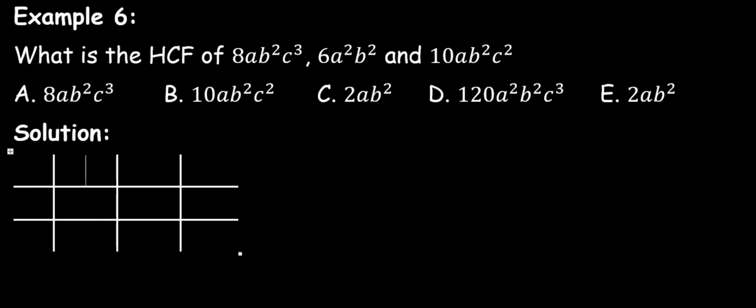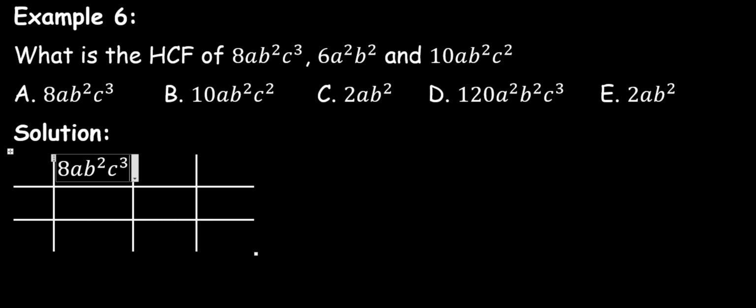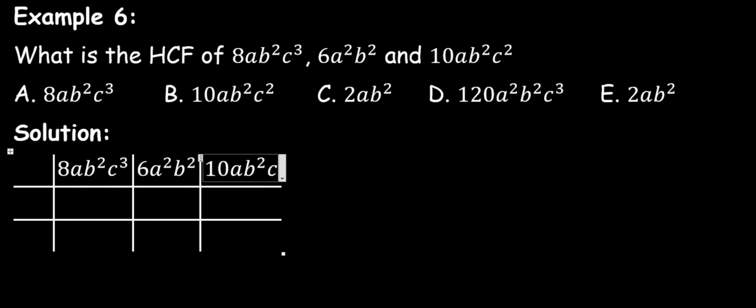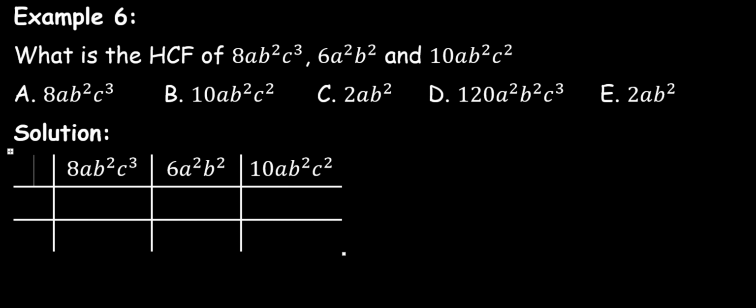Let's input our values: 8AB squared C cubed, 6A squared B squared, 10AB squared C squared. Now when you look at the given values, you will observe that in the number section, 2 is a common factor that can divide through 8, 6, 10. So we use 2 to divide first. 2 divides 8 to give you 4. You bring down your AB squared C cubed.